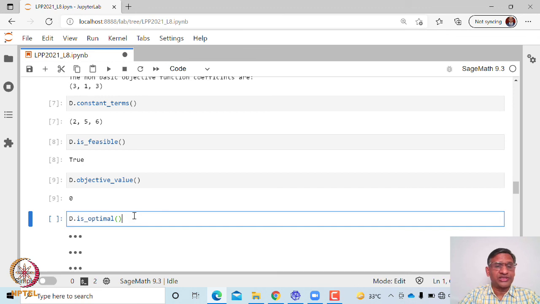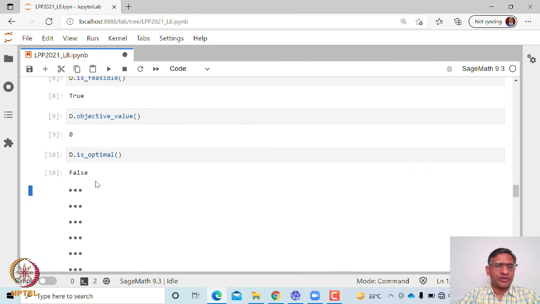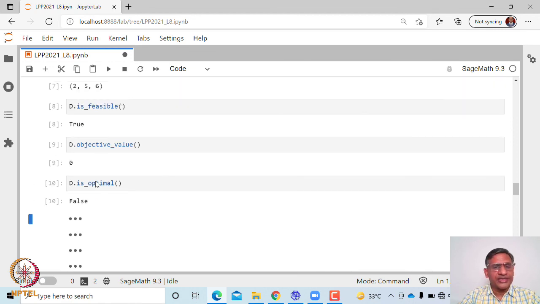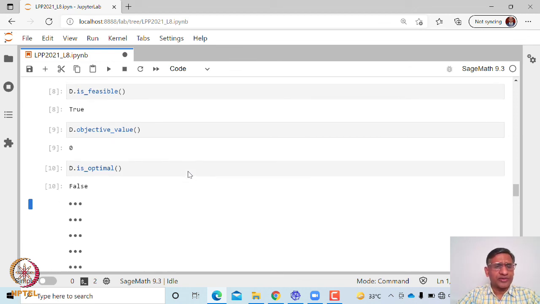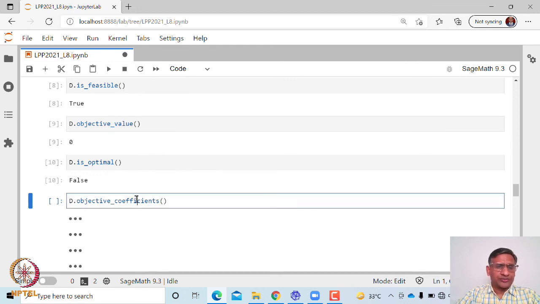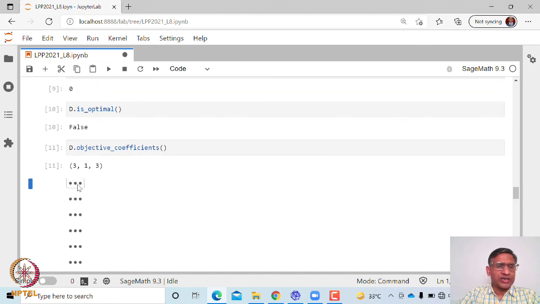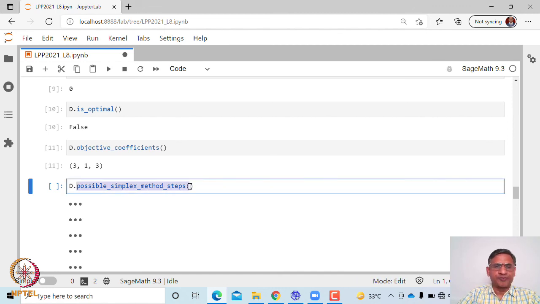You can just check whether this is optimal. The answer is no, this is not an optimal solution. Though it is basic feasible, it is not optimal. Therefore we need to revise the dictionary. That is the same as saying we have to go to the next step, which means we need to find the incoming and outgoing variables. Of course, you can look at the objective function coefficients, and find the possible simplex method steps, right?